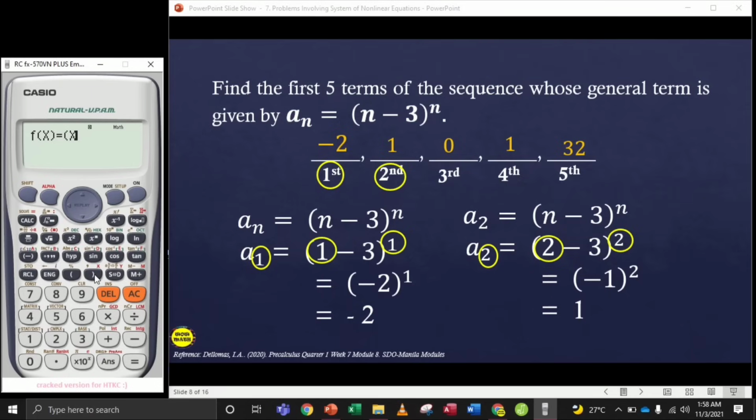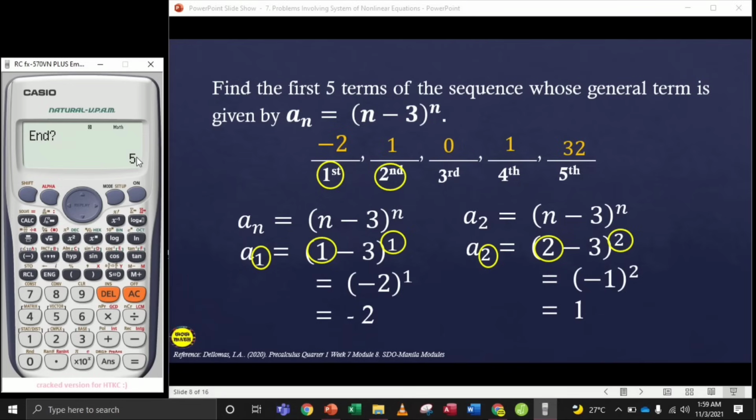And then, x. And then minus 3, then close parenthesis, and then yung exponent natin, since n nakalagay, alpha ulit, and then yung x. Okay. And then shift. Okay, then solve. Ito yung calc. Pindutin nyo yung calc. Then equals. Then equals nyo lang ito. So, ang start natin is 1 kasi start natin 1, di ba? First term. And then yung end natin is 5.